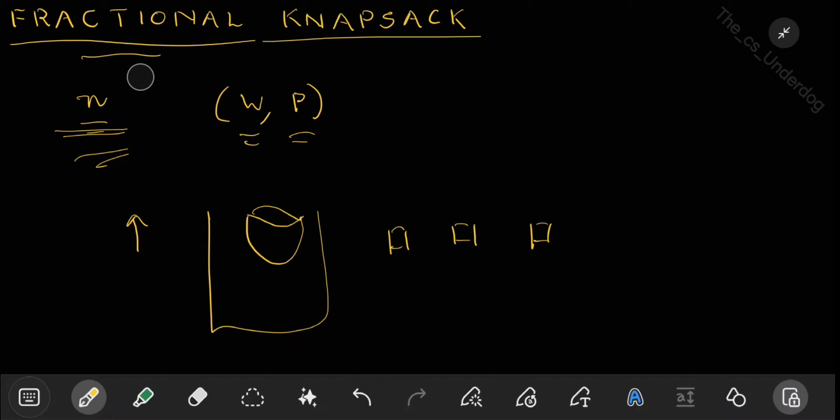And one more thing, what is fractional here? It is called fractional knapsack because in case you want to take only part of an item in order to increase the profit, you are allowed to take a fraction of the item instead of taking the whole item. This is why it is called the fractional knapsack problem.